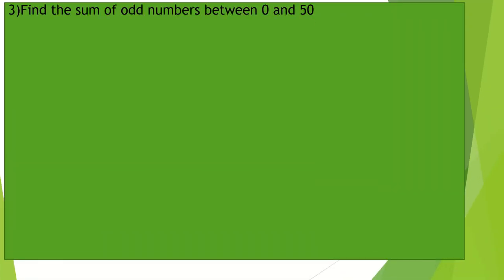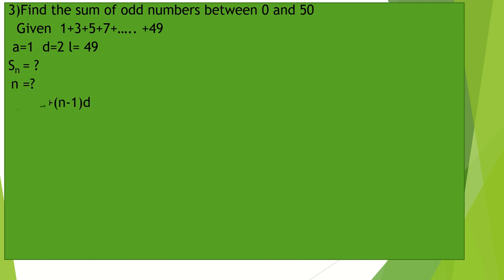Find the sum of odd numbers between 0 and 50. First we will write the series. Here the odd numbers, you already know: 1, 3, 5, 7, but we want till 50, so that's why 49 is the last odd number. First write the given points. The first term is 1 and we have to find the common difference. 5 minus 3, you will get 2, and the last term is 49. We have to find Sn because it is the sum of the odd numbers.